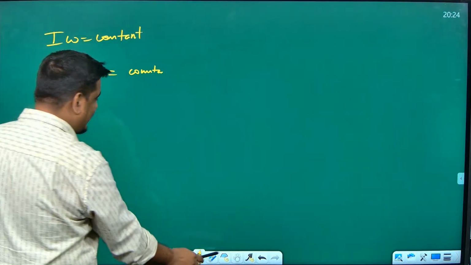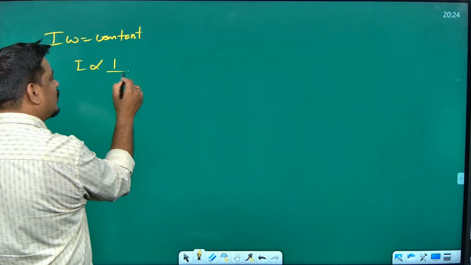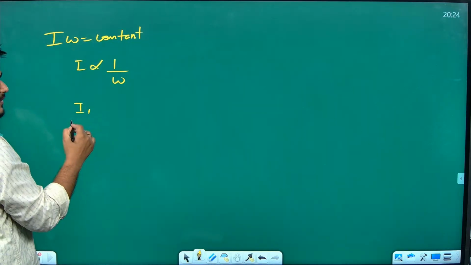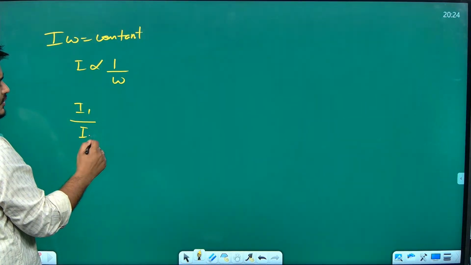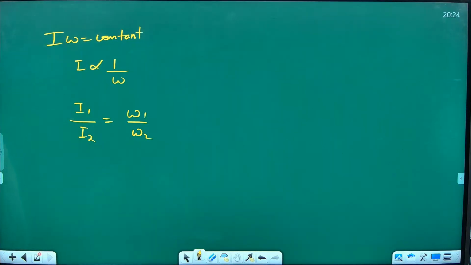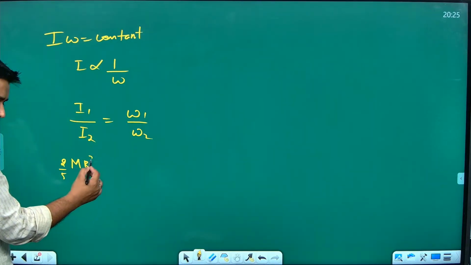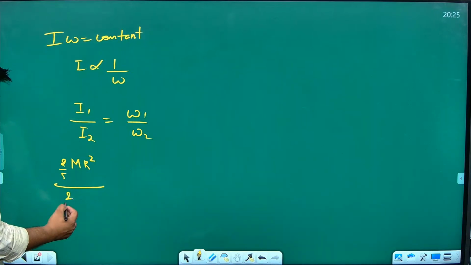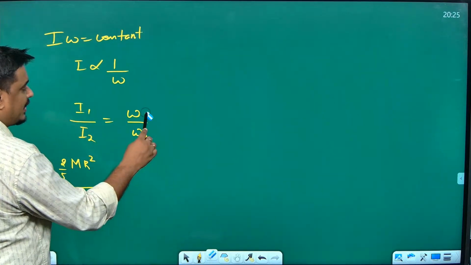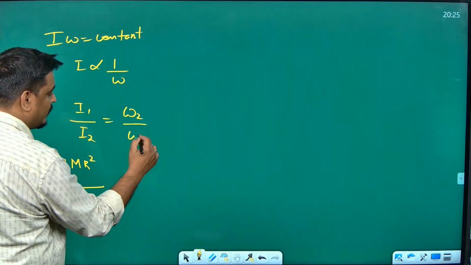Why complicate it? I will write one simple way. I is inversely proportional to omega, right? So I will write I1 by I2 is equal to omega 2 by omega 1. Initial moment of inertia of Earth will be 2 by 5 MR square. Now, what is the new moment of inertia? It will be omega 2 by omega 1 because it is inversely proportional.